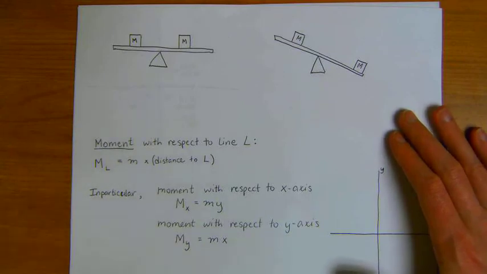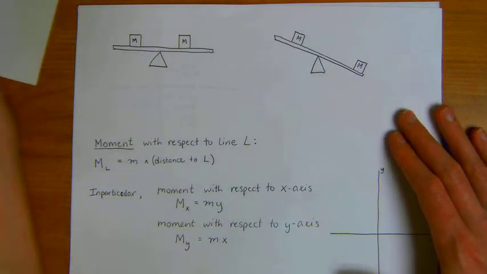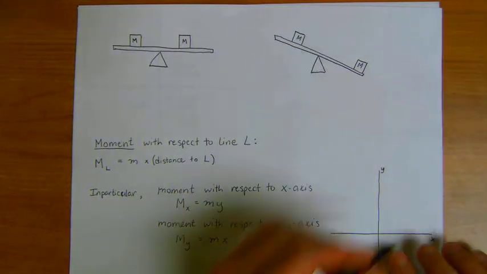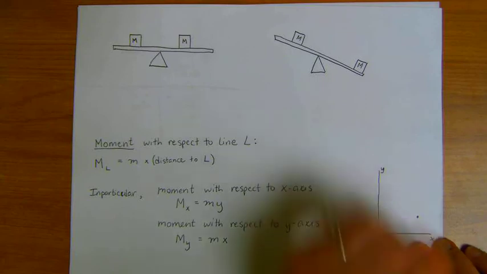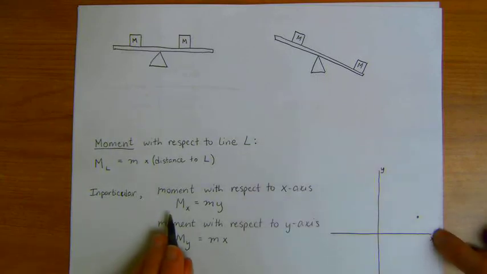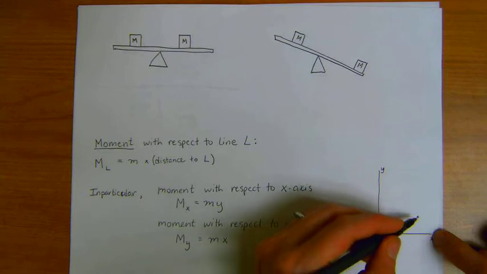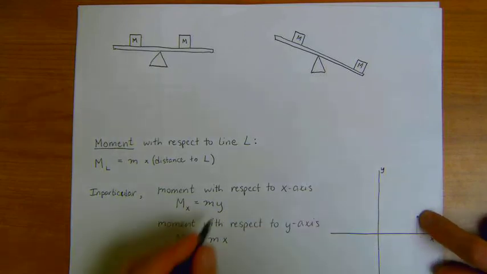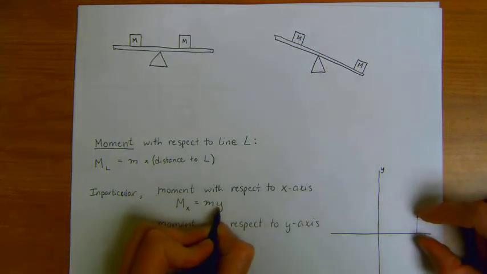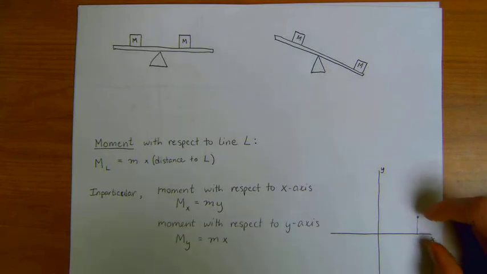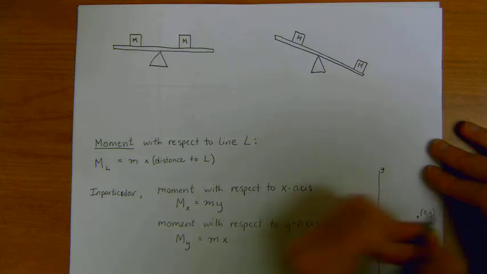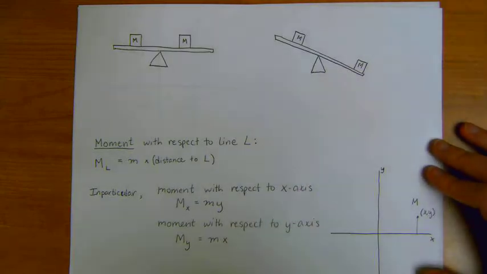In particular, when we start looking at our Cartesian coordinate system, if we have moments with respect to the x-axis, so let's say we have some object over here, its moment with respect to the x-axis is going to be its mass times the distance to the x-axis. And the distance to the x-axis is given by its y-coordinate. Like, how far is it from the x-axis? It's whatever its y-coordinate is. This is the point x, y, and it has mass m.